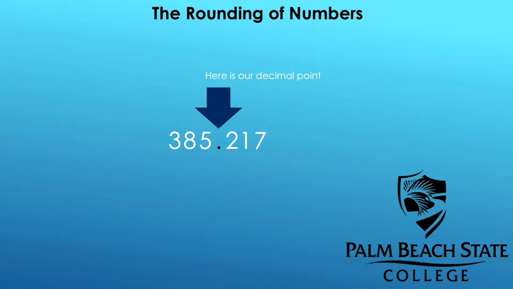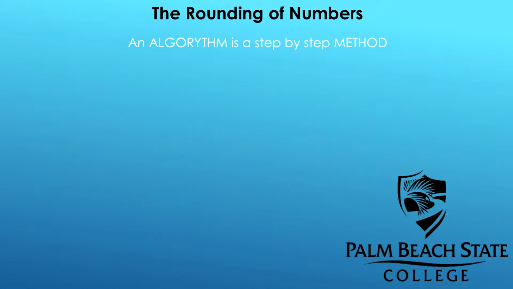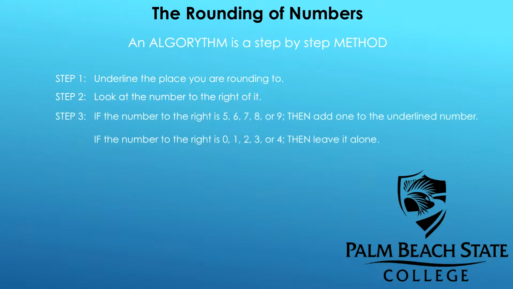Now, once you have learned these place values, you're ready to learn the algorithm. All an algorithm is, is a step-by-step method of doing something. And paramedics are going to learn lots of algorithms while they're in our program. So, in this algorithm, step 1 is to underline the place that you're rounding to. Step 2 is to look at the number to the right of it. Step 3, here we have to make a decision.